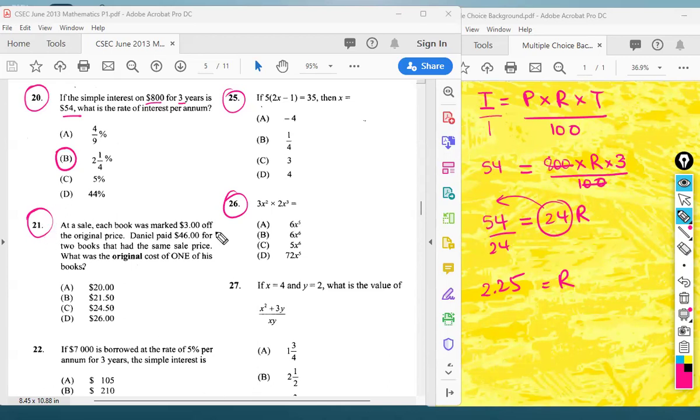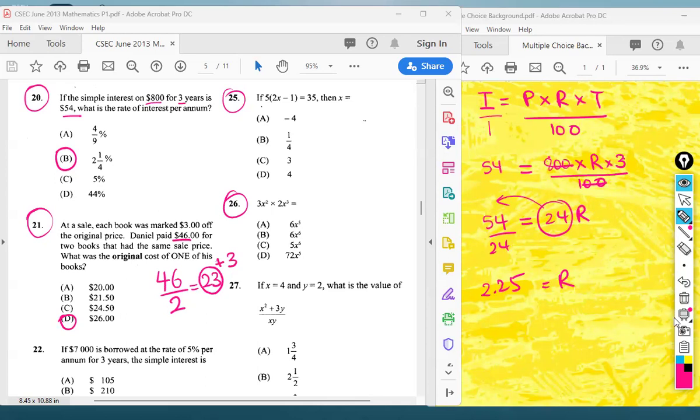Number 21 is a primary school question, right? The person bought 2 books and the total price is 46. So let's try to figure out the cost of each book. 46 divided by 2 is 23. So each book cost $23 and they got $3 discount, which made the price 23. So what was the original price? You just have to add back 3, right? That would be 26.